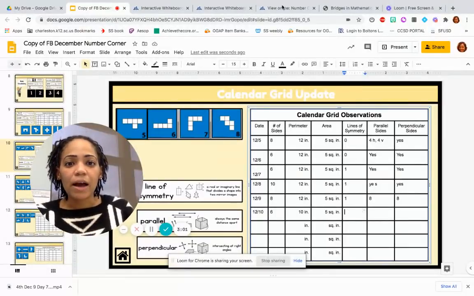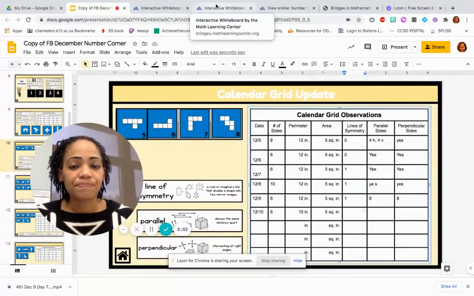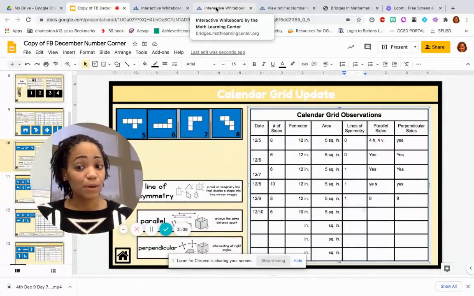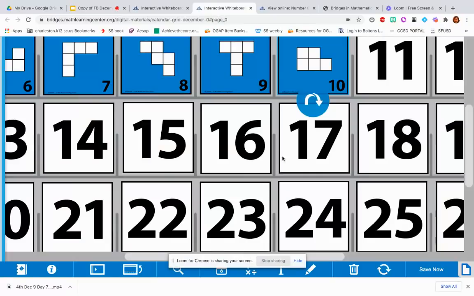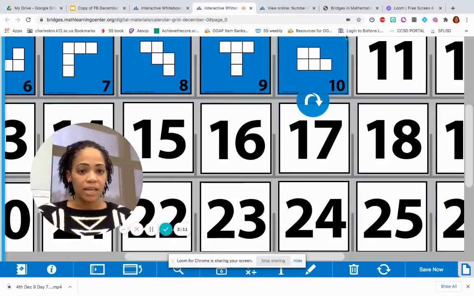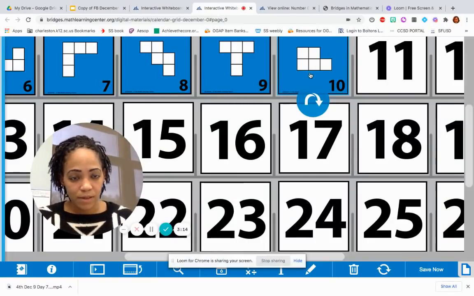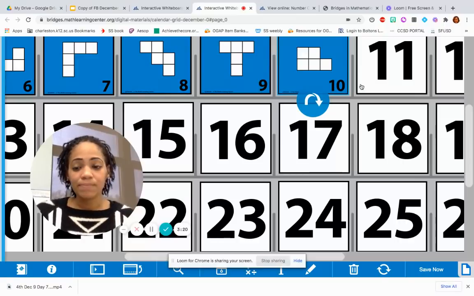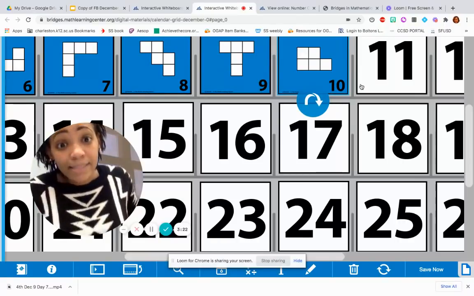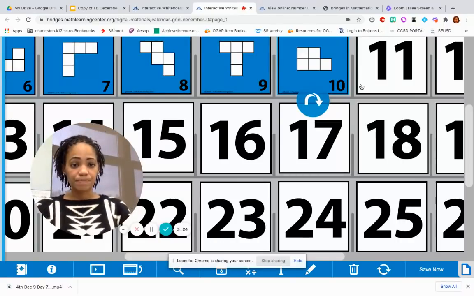Now we got to figure out how many lines of symmetry are in the shape, how many parallel sides, and how many perpendicular sides. So lines of symmetry, are there any? If I fold it here, is it going to be the same? Nope. Fold it here the same? Nope. Fold it here the same? Nope. Diagonal the same? No. There are no lines of symmetry in this shape.